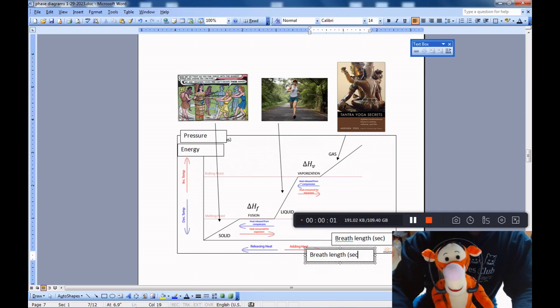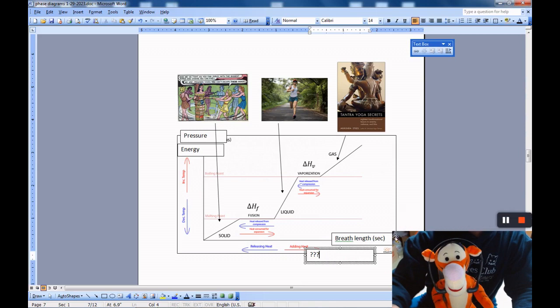So let's just, it's not going to be breath length. This is going to be something we don't know what it is. And where we put heat, we added heat to get the temperature to rise. What do we add in order to increase the pressure? And actually, it's probably opposite, right? This is probably low pressure, and this is high pressure. This is like a 1 over pressure type of graph.